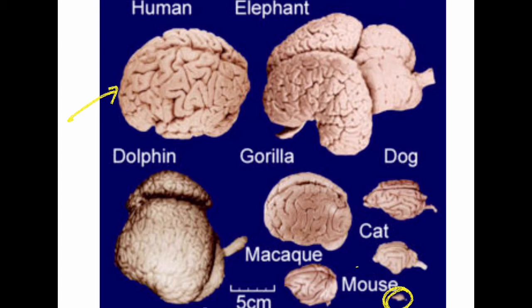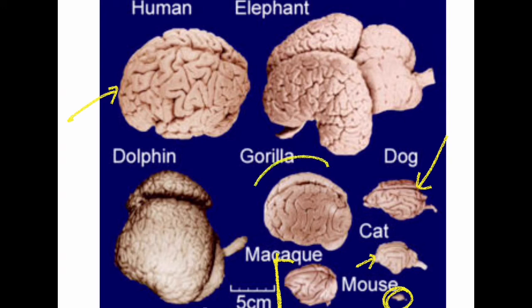So here's a cat, a little bit smarter than a mouse, huh? Definitely. Oh, sorry guys, sorry cat lovers. Look at that dog brain. It's looking pretty good. Here's a monkey, right? So we are primates. Macaques are also primates, so there's definitely more complexity in here.